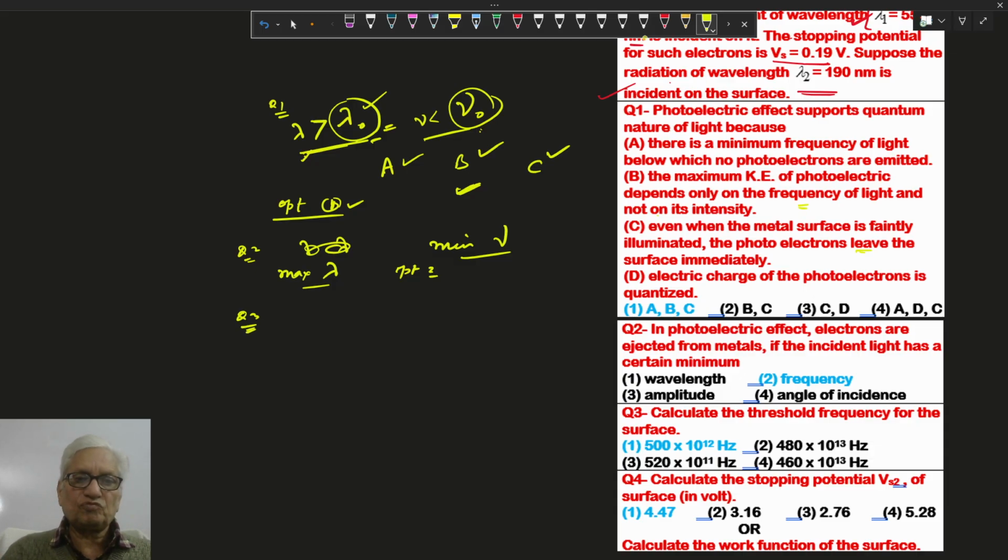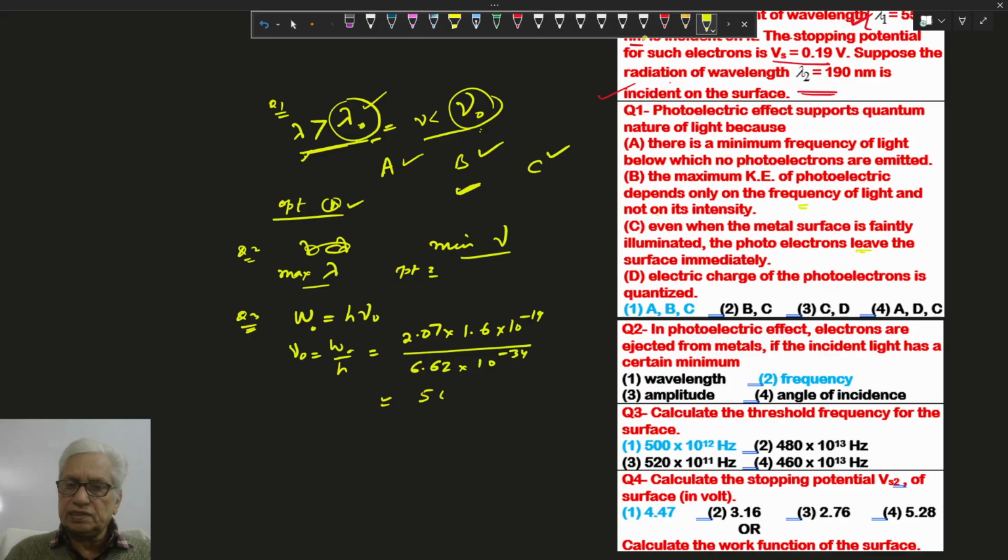Here, work function is given by h nu naught. So the threshold frequency is work function divided by h. We know the work function here: 2.07 into 1.6 into 10 to the power minus 19, converted from electron volt to joule. h is 6.6 into 10 to the power minus 34. After solving, it is coming 500 into 10 to the power 12 hertz. So option 1 is correct. Now question 4.